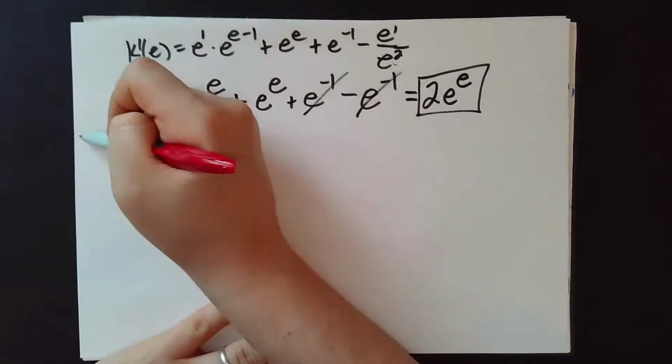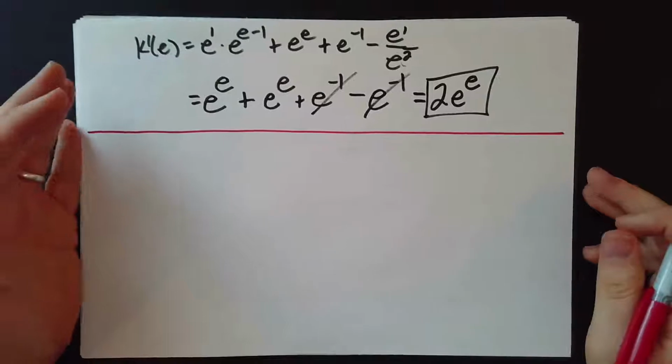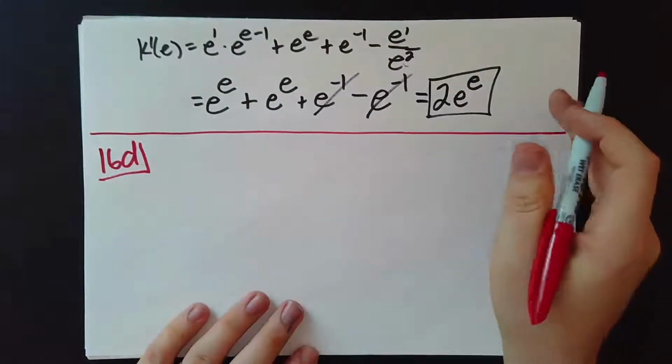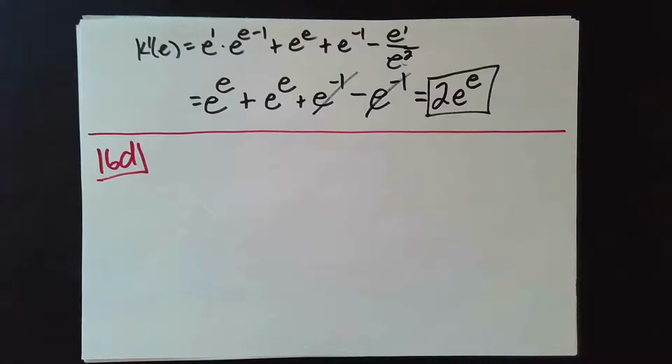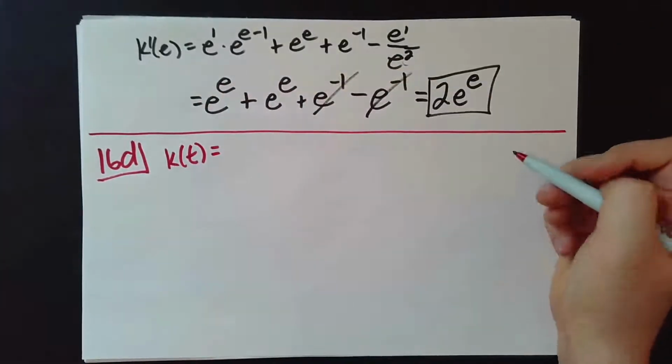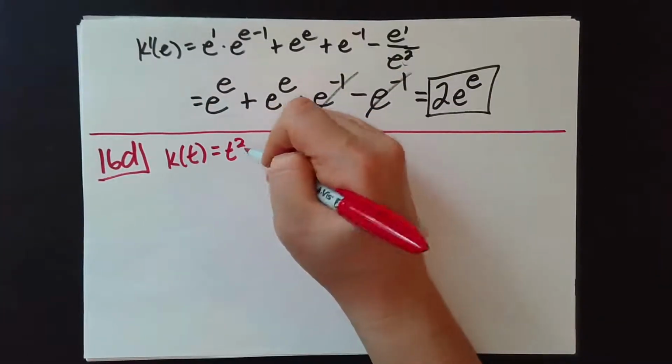Okay, so for 16D, we are asked about the intervals of increasing and decreasing and the local mins and maxes. Oh, sorry, no, we're just asked about intervals of increasing and decreasing for the function k of t equals t squared times the natural log of t.